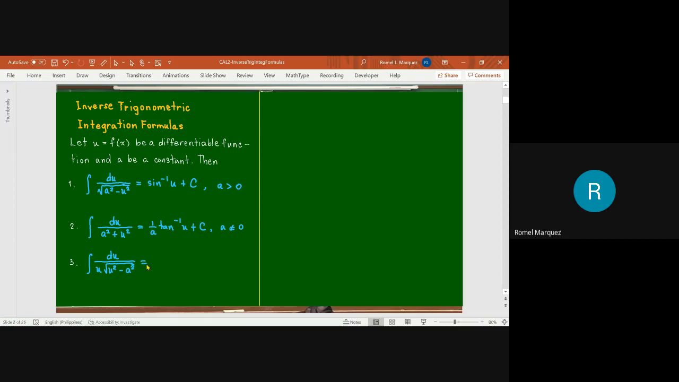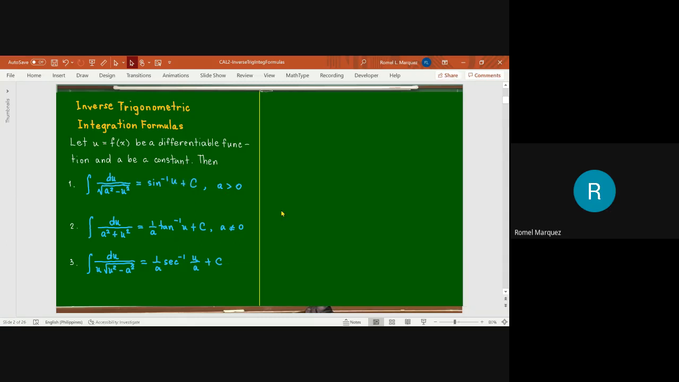And if that is the case, it is equal to 1 over a times inverse secant of u over a, plus c. By the way, since I put a here, all the arguments in the inverse should have a denominator a also. But if this is 1, let's say in your differential calculus, you have the derivative of inverse sine x, that is 1 minus x squared under the radical. But since there is a constant a, our argument will be u over a.